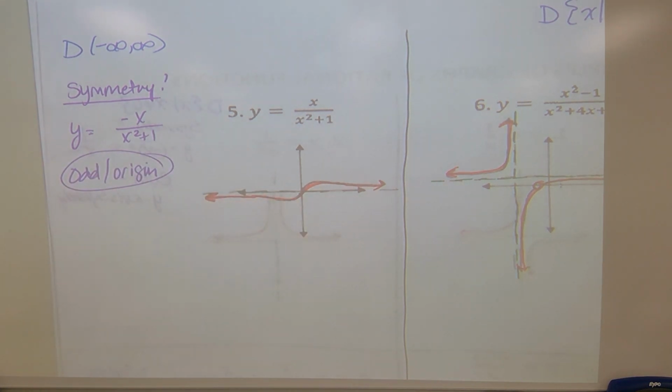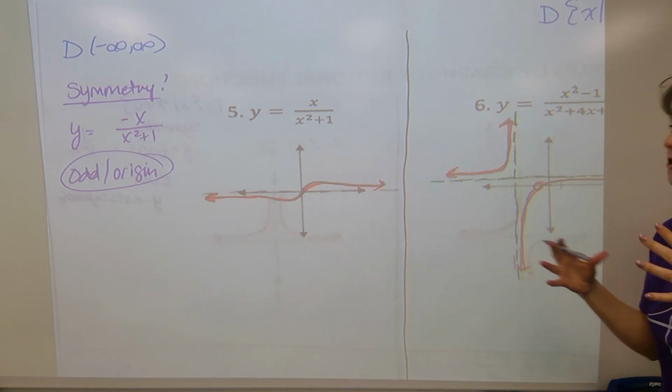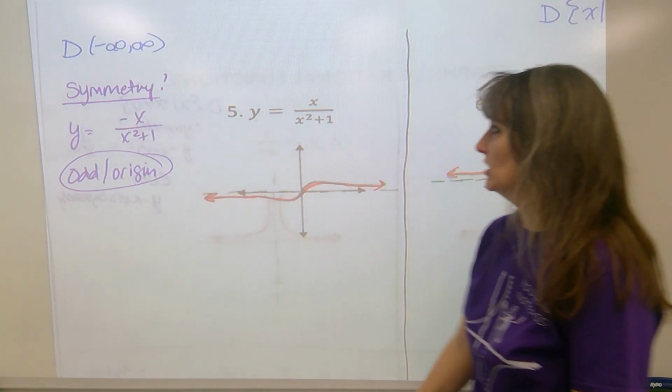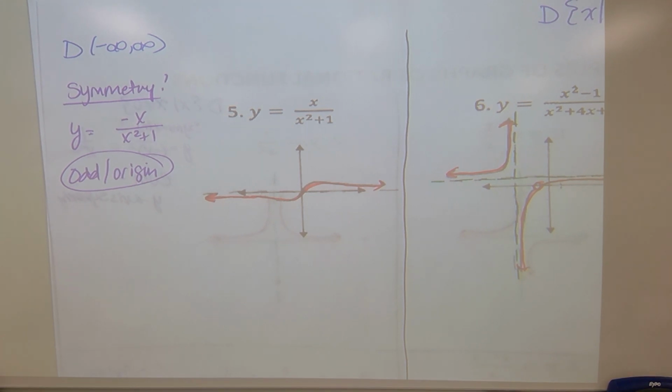Odd function, origin symmetry. This is helpful to us because graphing rational functions can be a lot of work. If I have something to narrow down what I'm looking for, I don't have to check as many points on my function, and I can save myself a lot of time.